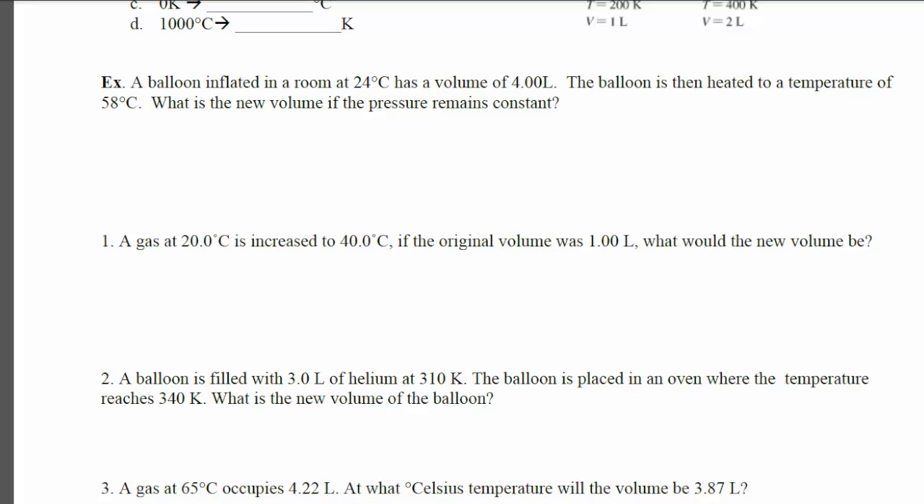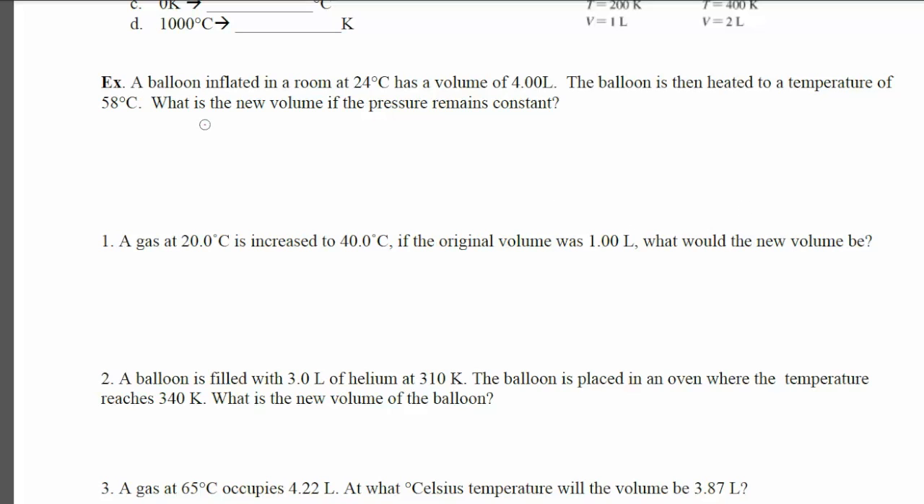Now we're going to use Charles' law in order to solve this example problem. It tells you that a balloon is inflated in a room at 24 degrees Celsius and has a volume of 4 liters. So that's the initial. Now if the balloon is heated to 58 degrees Celsius, it wants to know what the new volume is. Common sense tells me if I increase the temperature of the gas in the balloon, the volume would increase. But let's make sure that our answer agrees with that.